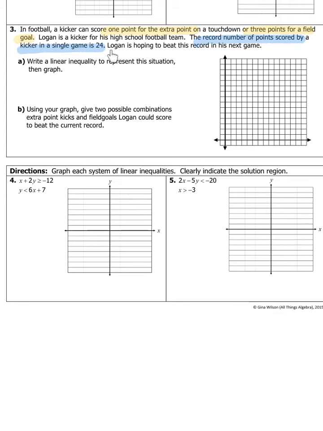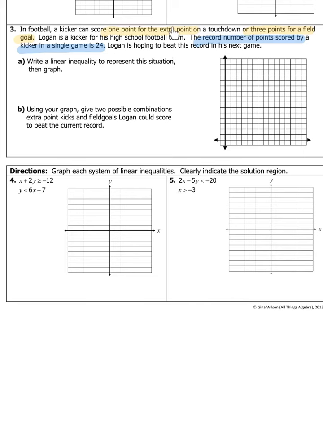And then finally it says Logan is hoping to beat this record in his next game. So if we already determined what Logan's record would be, it's a score of 24, because it's number of points, so it's a number of points at 24. How is Logan going to calculate his points?